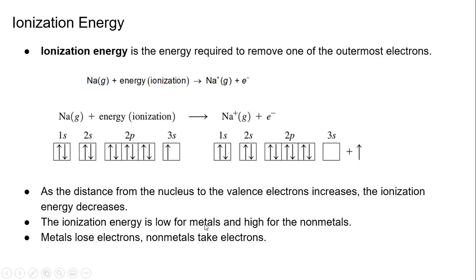So the ionization energy is low for metals and high for nonmetals. This is because metals want to lose electrons, so it doesn't take a lot of energy to remove those electrons, and it takes a ridiculous amount of energy to remove one from a nonmetal. It will not give it up. It's going to be a battle to lose that electron.